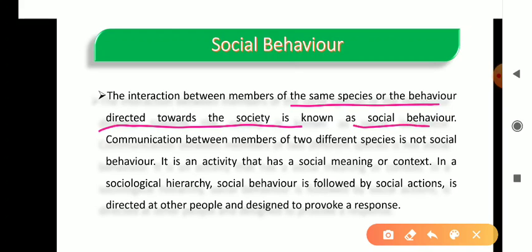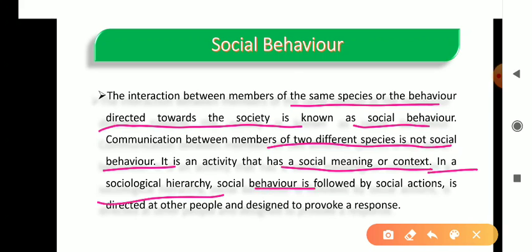Communication between members of two different species is not social behavior, as I have already told. It is an activity that has a social meaning or a context, and there is a social hierarchy. Social behavior is followed by the social norm, social action directed at other people and designed to provoke a response.